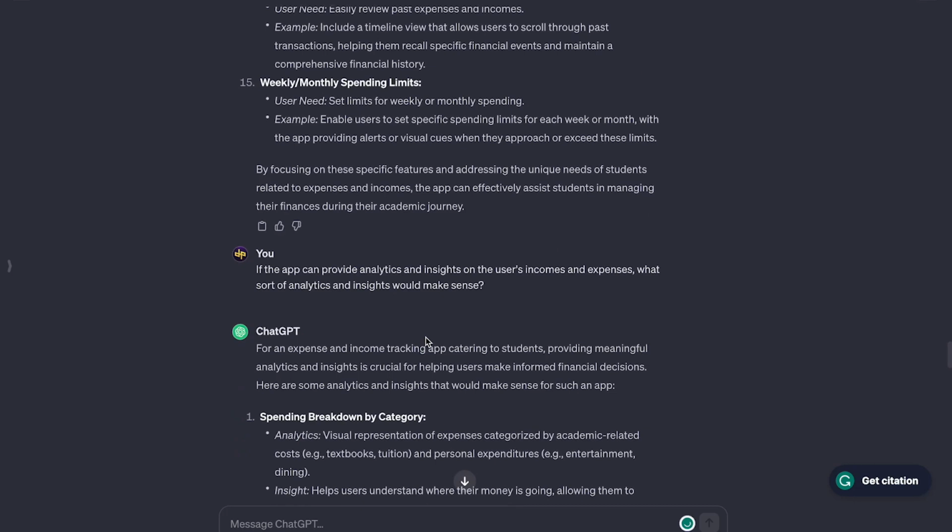And then at the end, the last thing that I did was, if the app can provide analytics and insights on users' incomes and expenses, what sort of analytics and insights would make sense, right? So we're focusing on the analytics part. Now, of course, this is not the best way to do it. You have to speak to users and understand how they make decisions. But of course, ChatGPT can just give you some sort of an overall view if you want, right?